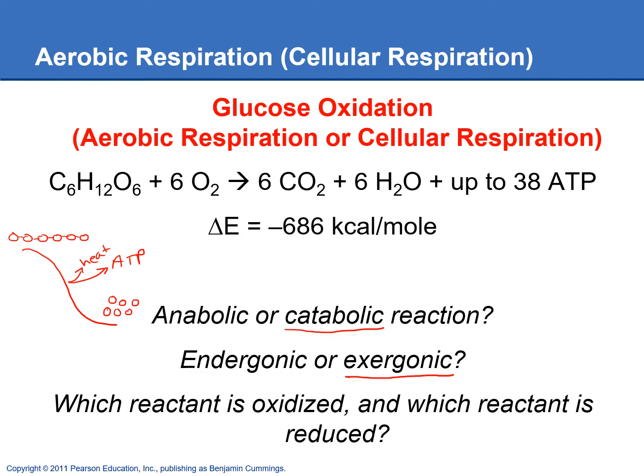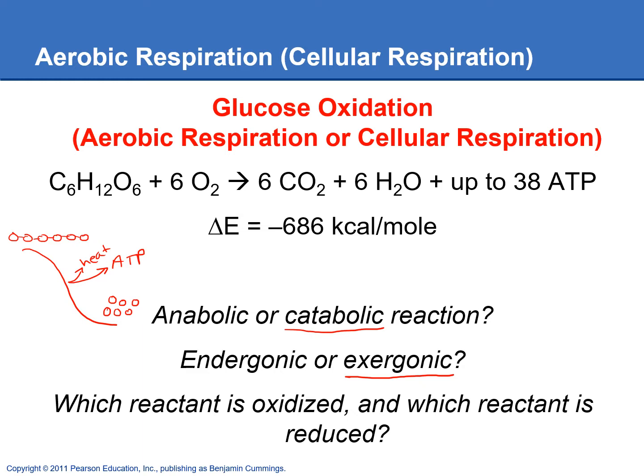Then which reactant is oxidized and which reactant is reduced? Our two reactants to choose from are glucose and oxygen. The glucose ends up as carbon dioxide on the other side, so you can see that it loses hydrogen atoms or electrons. And remember, OIL: oxidation is loss of hydrogen atoms or electrons. So glucose would be oxidized, that's the OIL part.